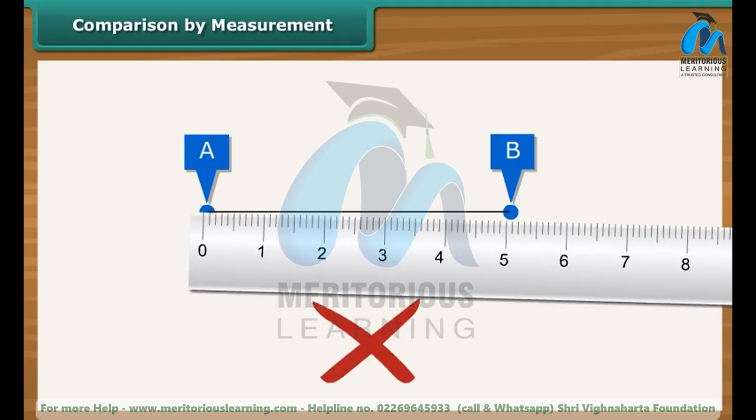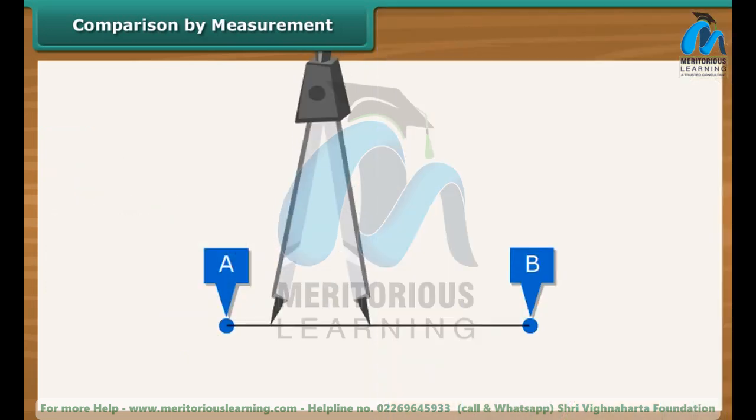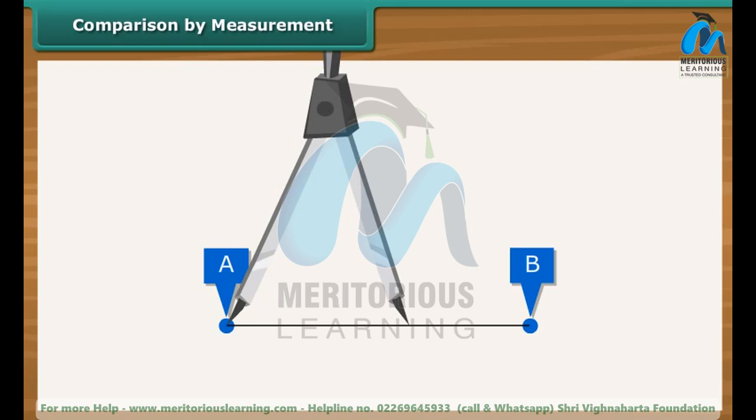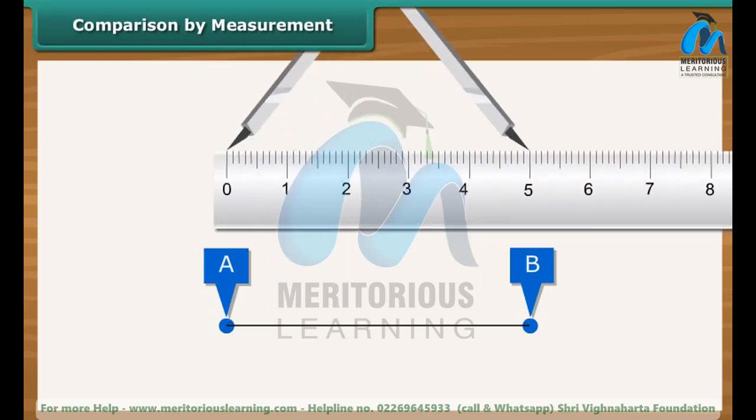Measurements can go wrong if the ruler is not placed right or if the person taking the measurement views it from a wrong angle. A better way to measure is to use the divider. Place the divider on AB such that the sharp end of one arm of the divider is on A and the sharp end of the other arm is on B. Measure AB. Place the divider on the ruler.